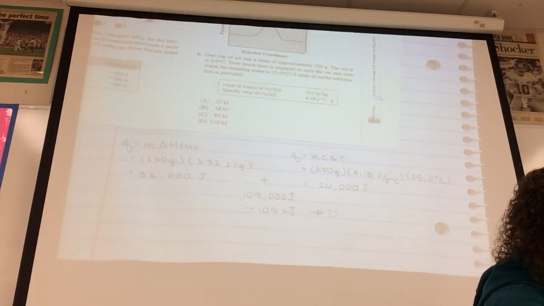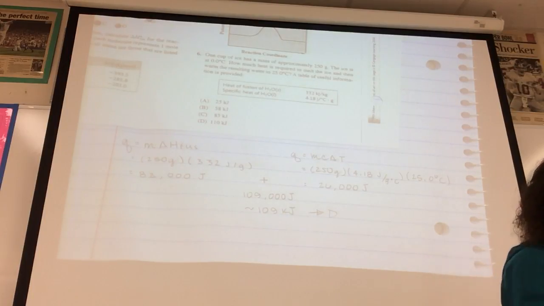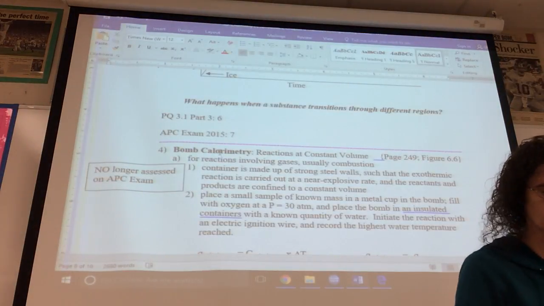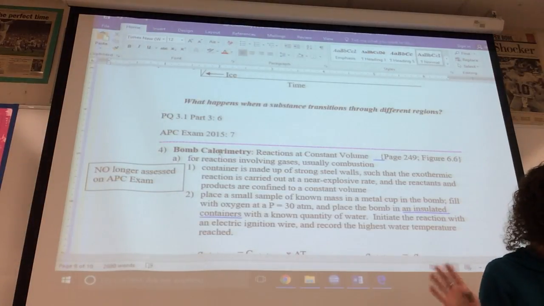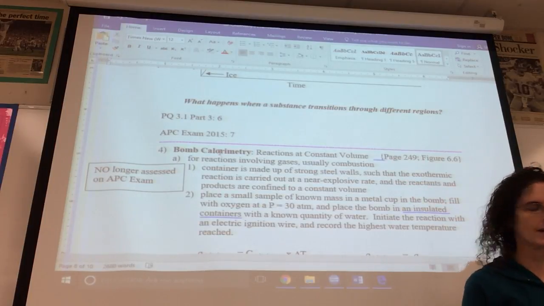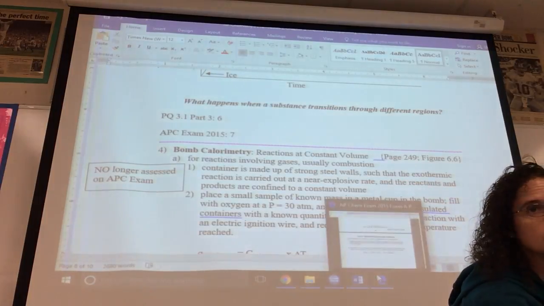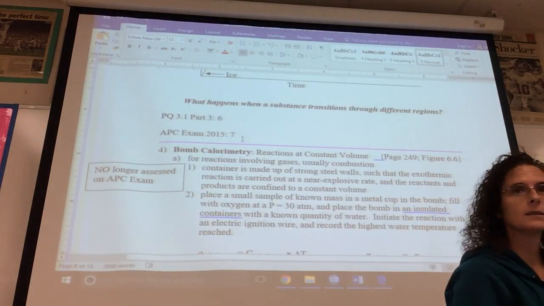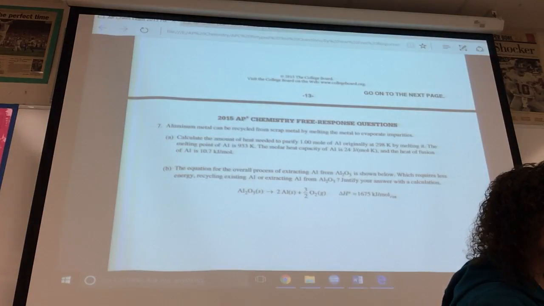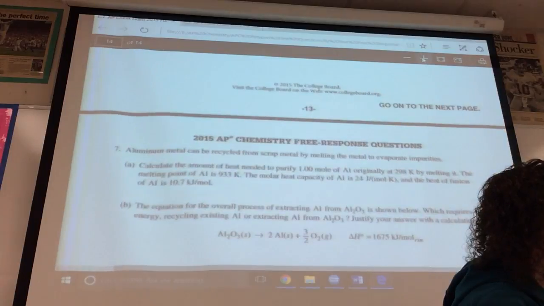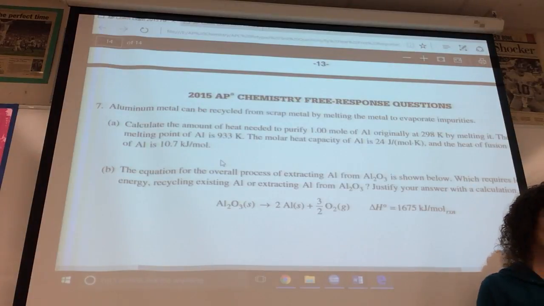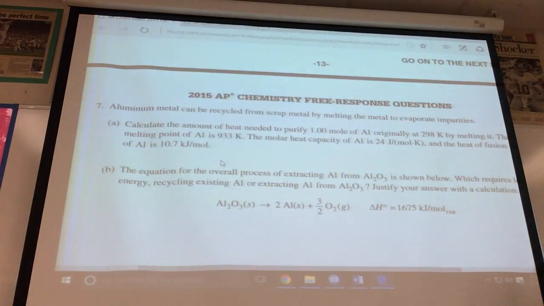And the other thing that I wanted to show you, because part of this came up one year, although in your POGIL packet I've got a good one there too. Bomb calorimetry's out, but before we go there, see it says AP Chem exam 2015, number 7. I can make it bigger, right? So here was the very last question back in 2015 on their exam.